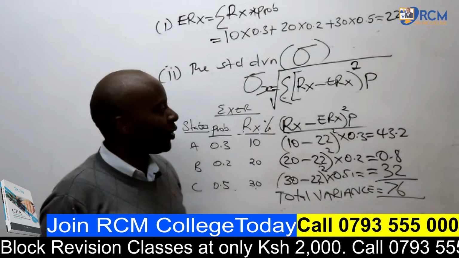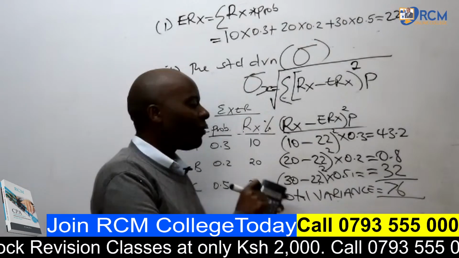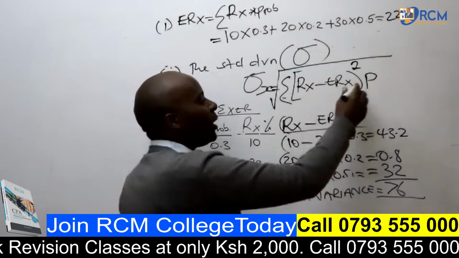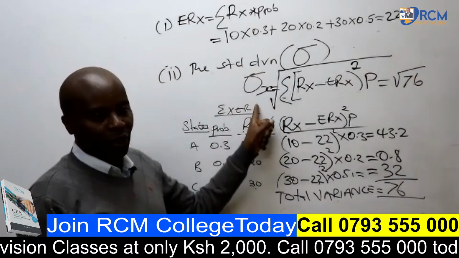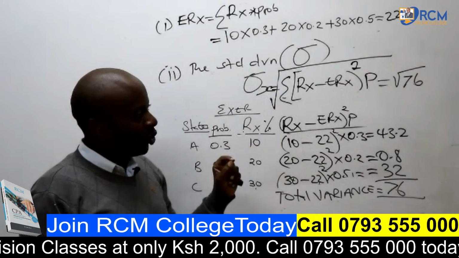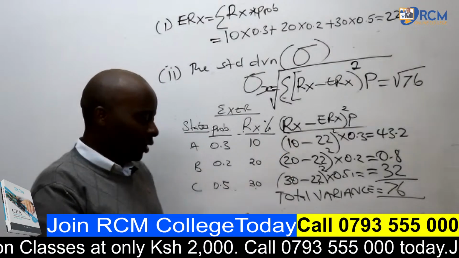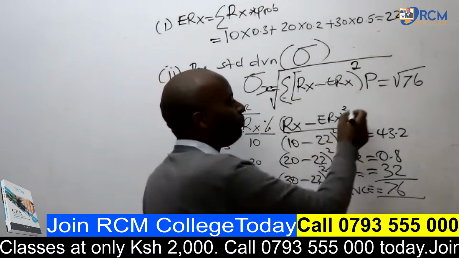Now, ladies and gentlemen, don't forget, we haven't reached Canaan. What we want to do is to take the square root of the variance for us to be able to get the standard deviation. The standard deviation equals the square root of the variance. What figure do they have? The 8.72. Thank you very much.